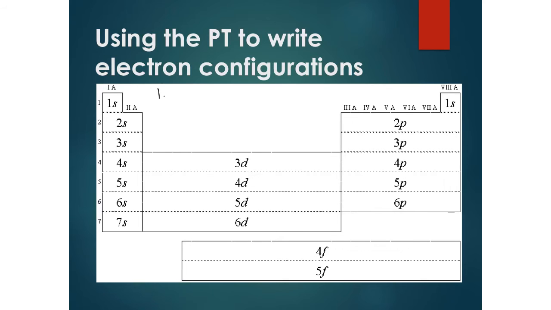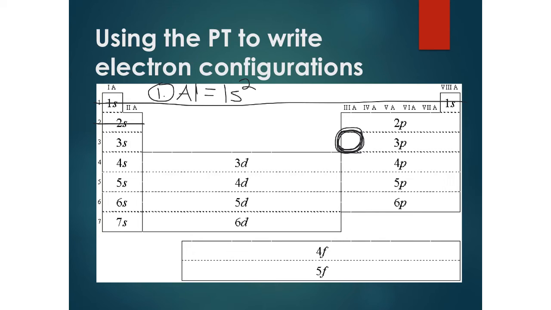So let's start with aluminum. Aluminum is atomic number 13 and would be right over here. All right, so when we start our electron configuration, we have to start at 1. And you literally trace your finger along the periodic table. So that would give us 1s2. So we start with the first energy level, S sublevel, 2 electrons. And then we keep going.